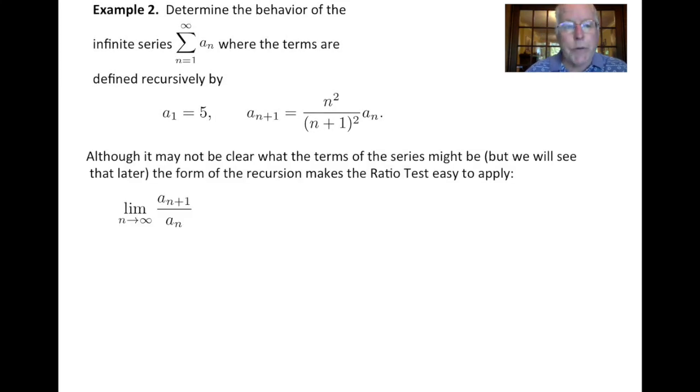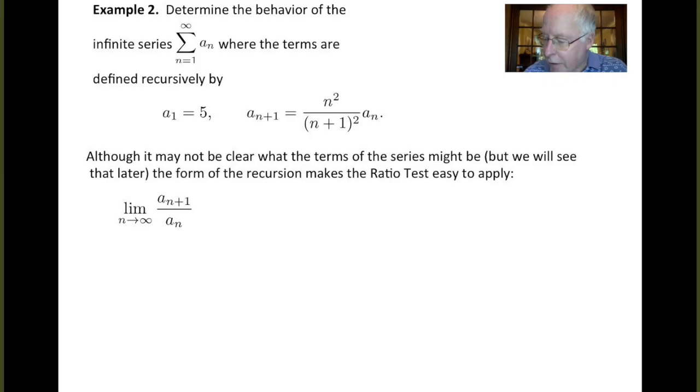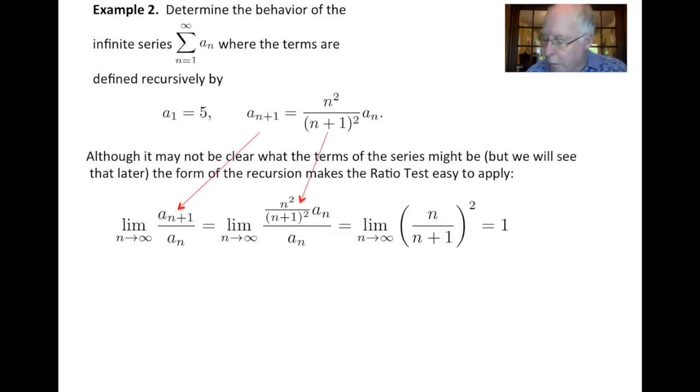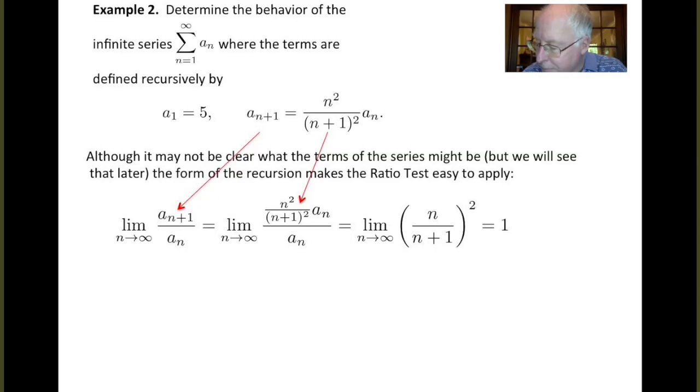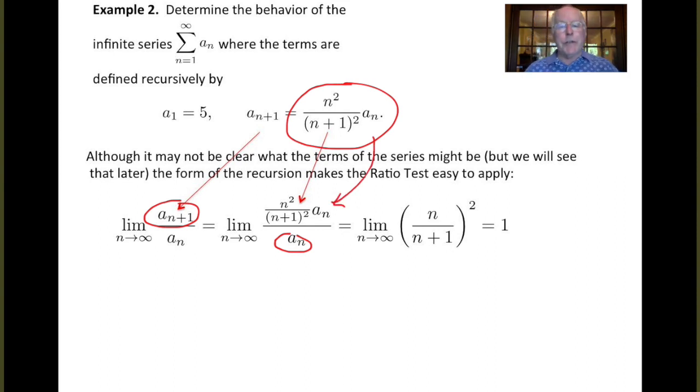But right now, let's run the ratio test on this example. So although we don't know what the terms are, this is really set up to be a pretty easy ratio test. So let's set that up. We have the limit as n goes to infinity of a sub n plus 1 over a sub n. We're going to take the a sub n and just leave it down there. And for a sub n plus 1, though we don't know exactly what that is, we do know whatever it is, it's n squared over n plus 1 squared times a sub n. And of course, once the a sub n's cancel, we end up looking at the limit of n over n plus 1 quantity squared, and that's equal to 1.